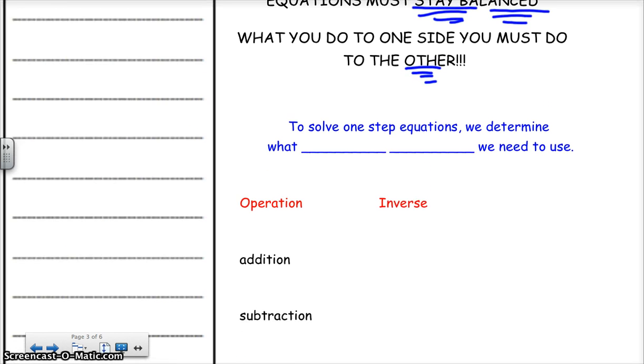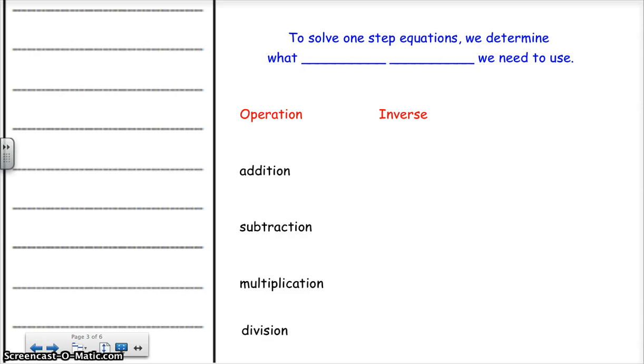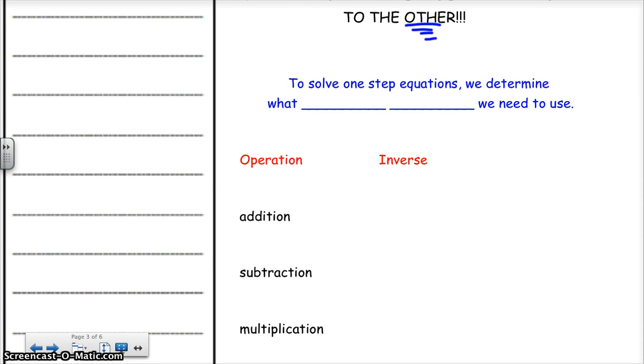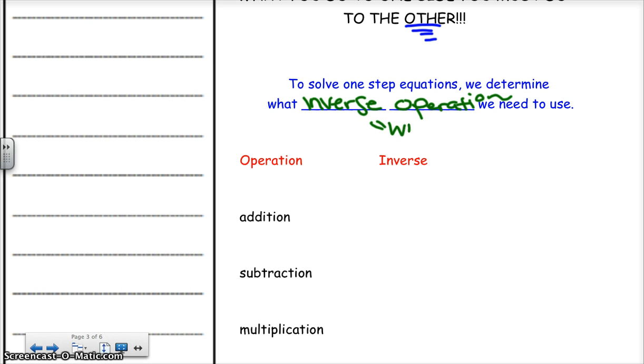To solve one-step equations, the first thing you do is determine what inverse operation you need to use. So I ask, what am I doing? What's the opposite? That's asking myself what the inverse is. And so you need to know the inverses. Remember, you're undoing it. You're canceling it out. You're asking yourself, what's the opposite?